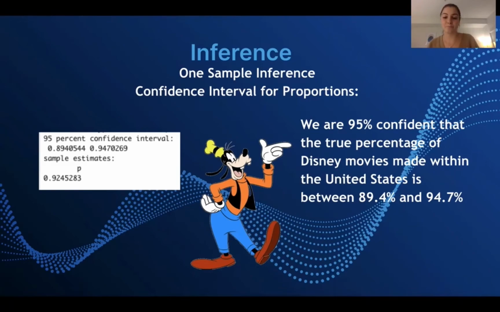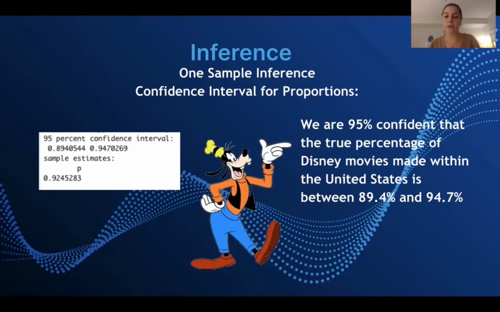The statistic that we're looking at to make a conclusion about the parameter is the percentage of Disney movies made within the United States. So that's what we'll be estimating, based on the percentage of Disney movies made within the United States in our data set. What our output is, is the 95% confidence interval. What that tells us is that with 95% confidence, we can say that the true parameter falls within this range of values. It gave us 0.894 and 0.947, which we can see on the left.